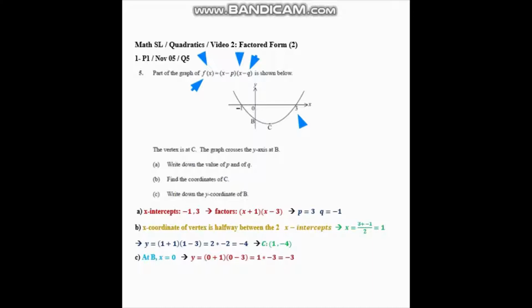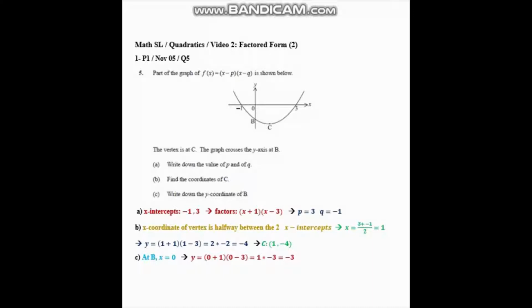So 3 minus q equals 0. So what value does q need to have? Q needs to have a value of 3. So p needs to have a value of -1 and q needs to have a value of 3. So let's take a look at the written answer. Of course, it doesn't matter whether p is 3 and q is -1, or p is -1 and q is 3. And the corresponding factors shall be x minus -1, which is x plus 1, and x minus 3.